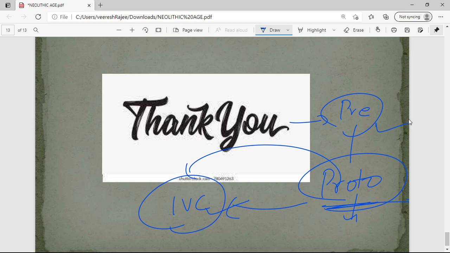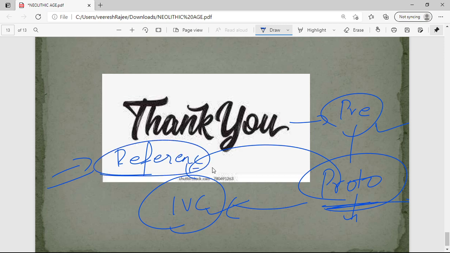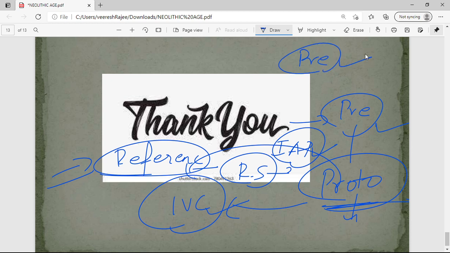For reference material, you can go through R.S. Sharma's India's Ancient Past. You can use it as a reference for the prehistoric age and even for our future classes.